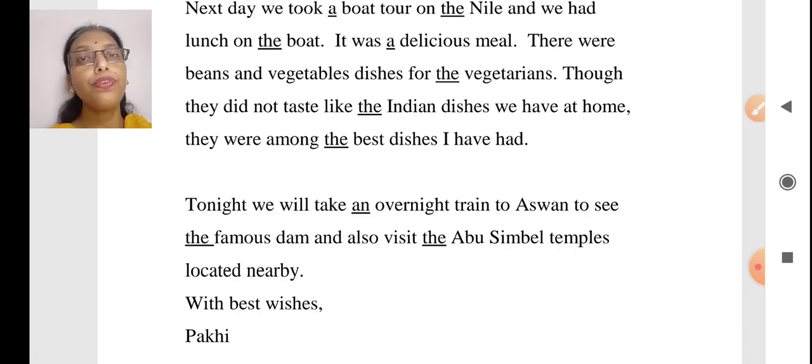So do this exercise the way I have explained to you and try to understand the usage of articles. With these exercises, I believe your concepts have become clearer to you. Still, if you feel there is something which you have not understood, then you can ask your question in your online class.